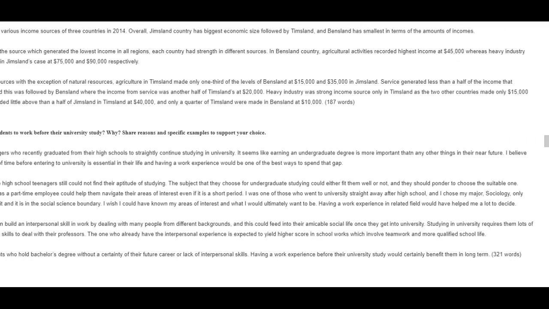How about this? Those who already have the interpersonal experience are expected to yield higher scores in school tasks, which would involve teamwork and more qualified school life. What does that mean, more qualified school life? I really don't know. There have been more students who hold bachelor's degrees without a certainty of their future career or with a lack of interpersonal skills. Having work experience before the university study would certainly benefit them in the long term.